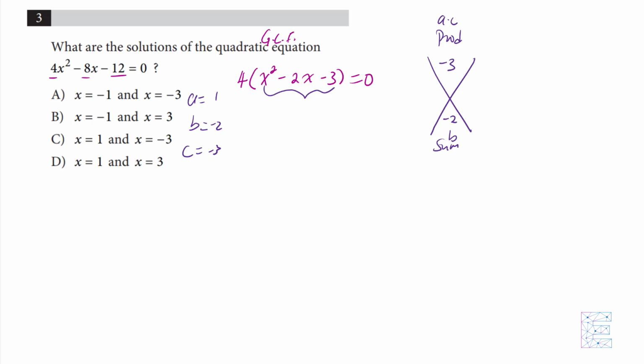So what two numbers do we multiply together to get negative 3, and when we add them, we get negative 2? Those numbers are 3 and 1, and of course the 3 would have to be negative. That means the factors for this will be x minus 3 and x plus 1.